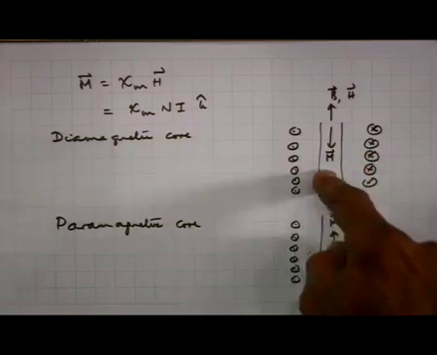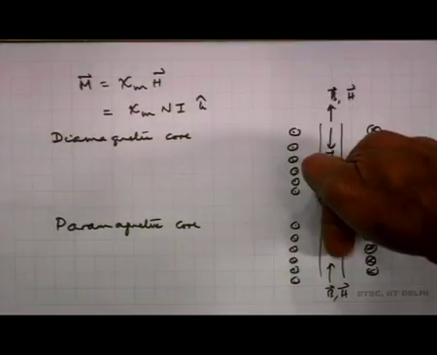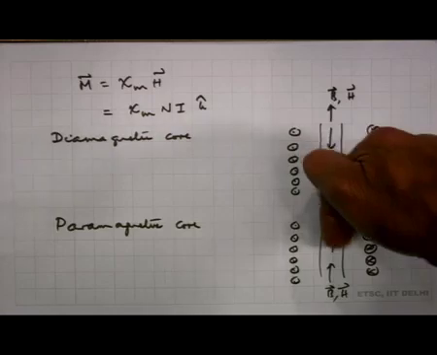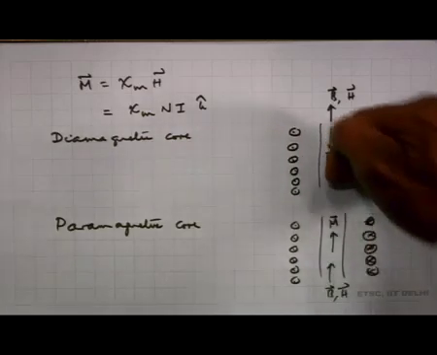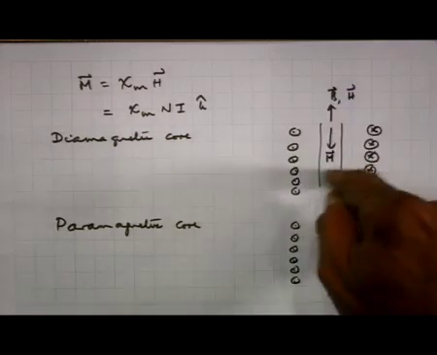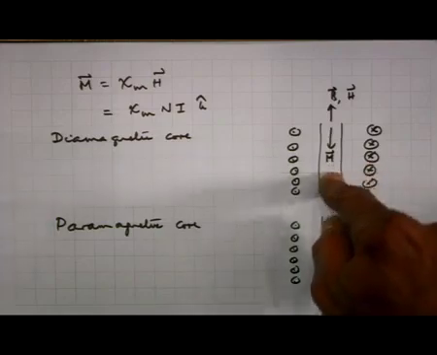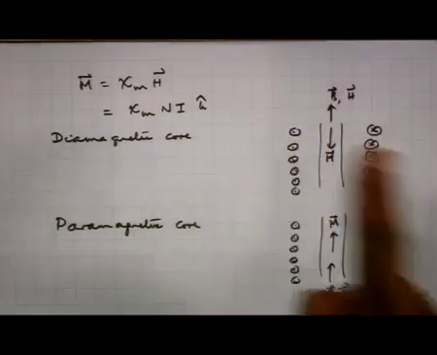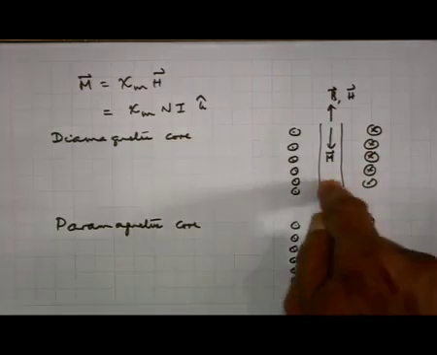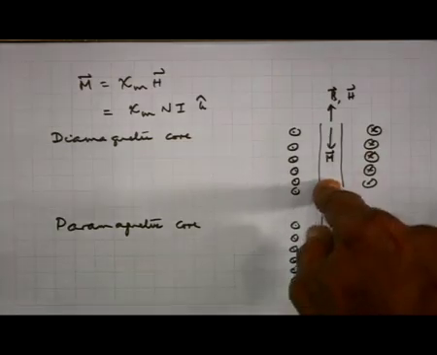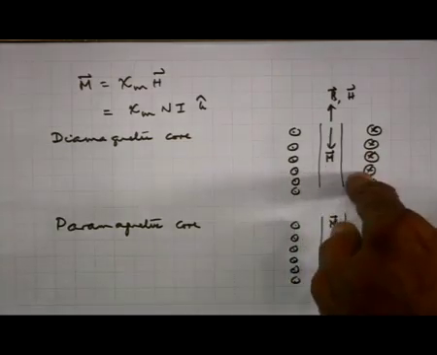In diamagnetic materials, the magnetization is downward. This downward magnetization generates a magnetic field in the downward direction because of this bound current, and that is opposite to the direction of the magnetic field produced by the current carrying conductor, and so the magnetic field inside the material is slightly less than the magnetic field outside.